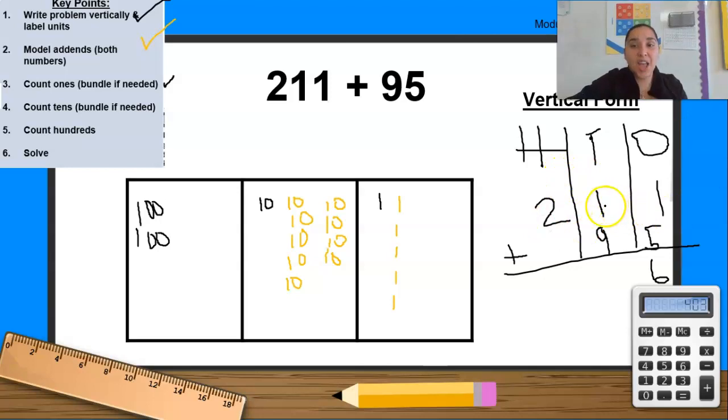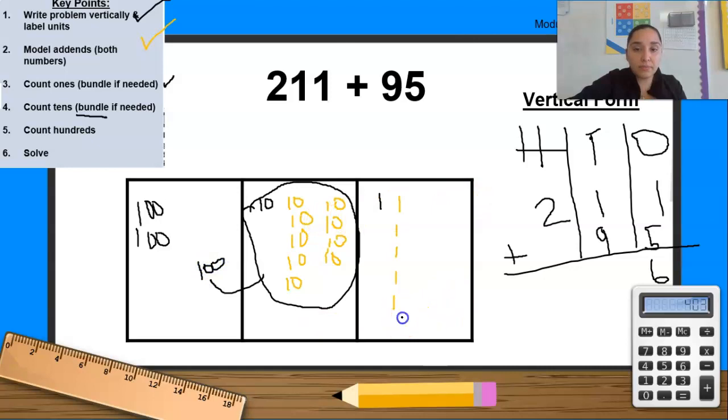Let's look at the tens. 1 ten plus 9 tens. Are we ready? 1 ten, 2 tens, 3 tens, 4 tens, 5 tens, 6 tens, 7 tens, 8 tens, 9 tens, 10 tens. I have 10 tens. Can I have 10 tens in the tens place? No, if you said no. So what do we do? Yes, boys and girls, we're going to bundle. Bundle means I put 10 units together and I make the new one. So I bundle and I put 100.